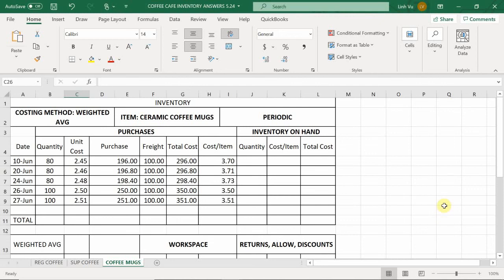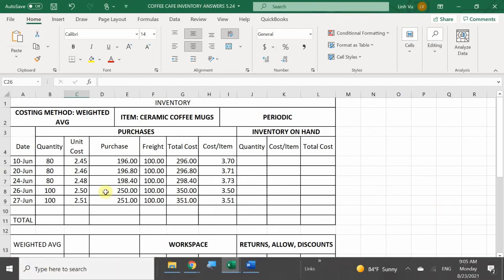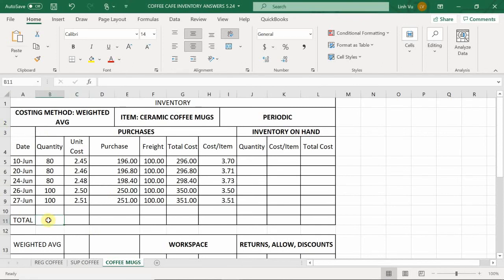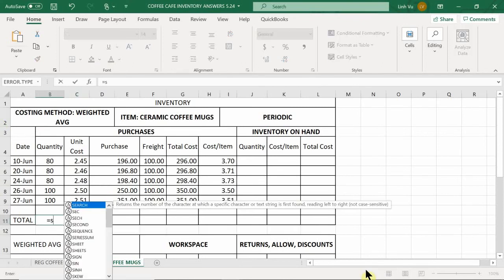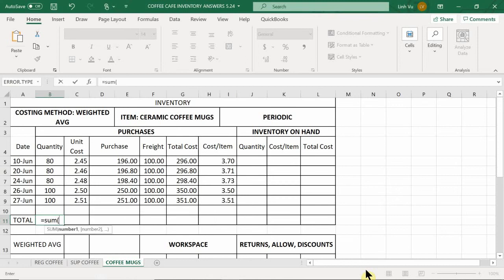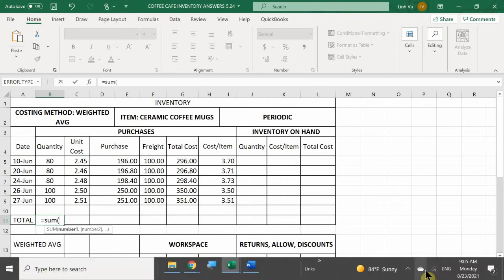So anybody want to take it away? What do we need to do first? You have to total your quantity, purchase, freight. Good. So we're going to start off with summing up our total columns right here.